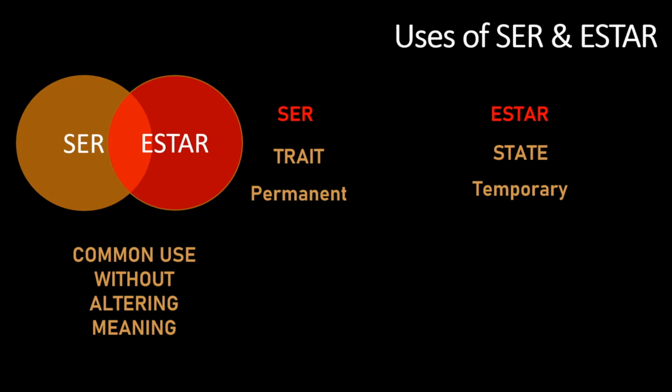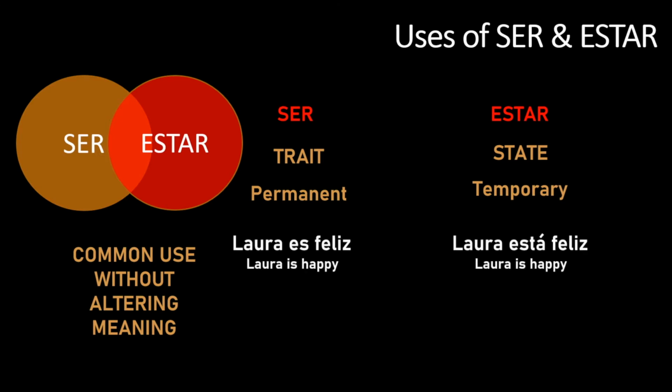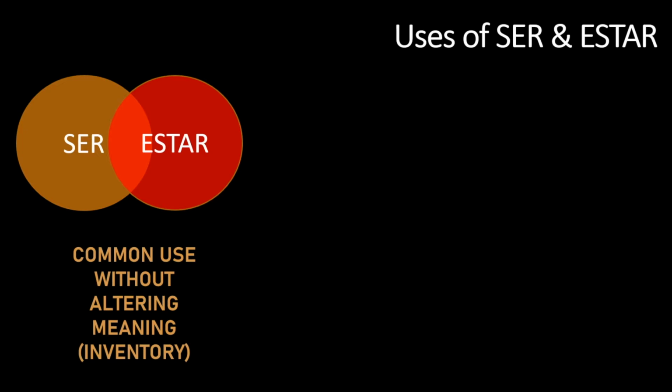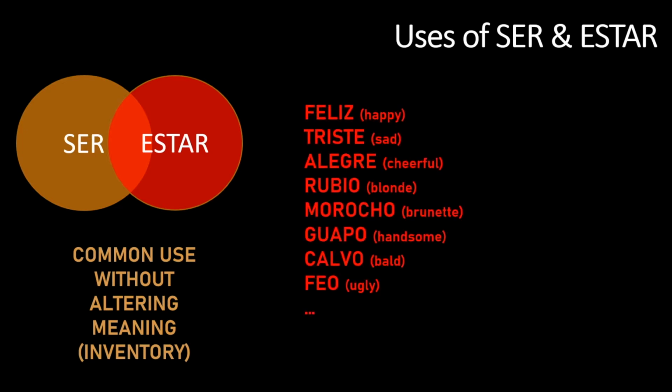In the world of adjectives, we now can say that if we are describing a situation that is permanent, we will use the verb ser. For example, Laura es alegre. And if we are describing a situation that is temporary, applicable to a specific moment in time, I would say Laura está alegre. This is an example of adjectives whose meanings do not change but may reflect a permanent or temporary status.